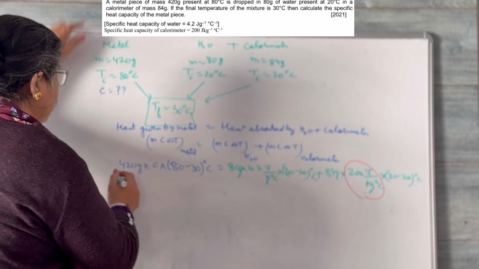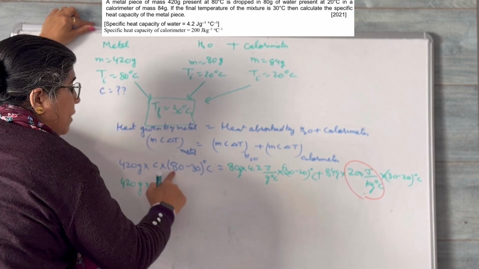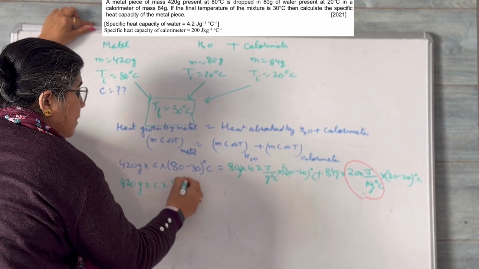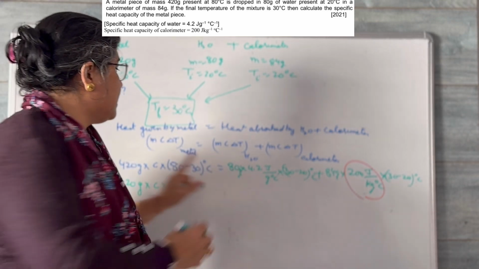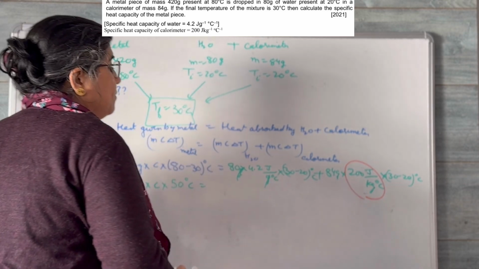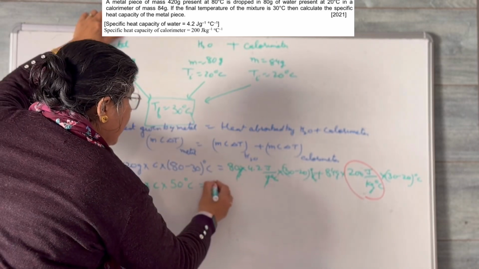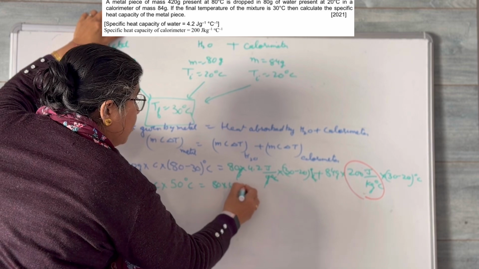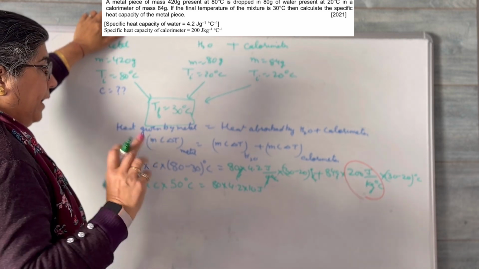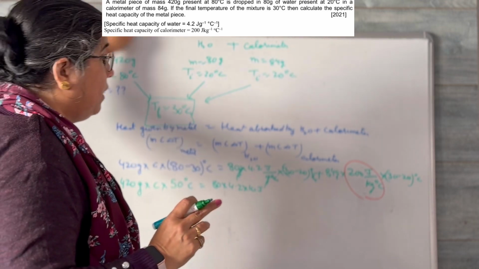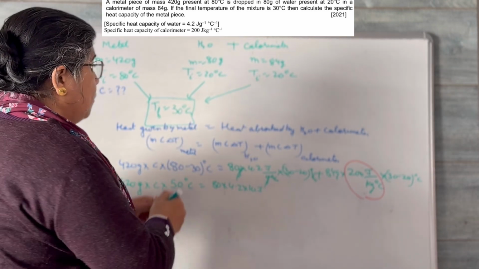What will you do? 420 grams into C, into 80 minus 30, 50 degree centigrade. Here it is okay. This is gram cancelling with gram, and degree centigrade cancelling with degree centigrade. So you have 80 into 4.2 into 10 joule. Are you getting it? Here you can't cancel. So what will you do?